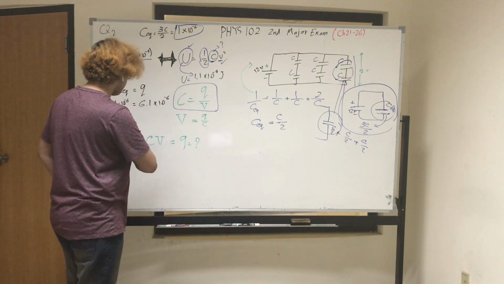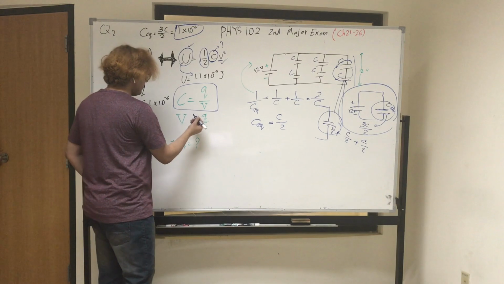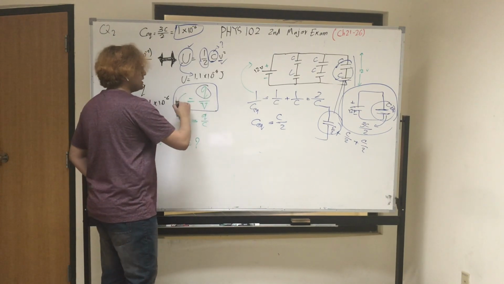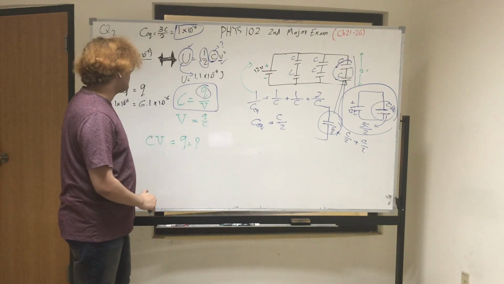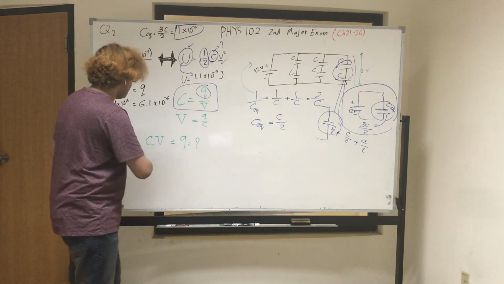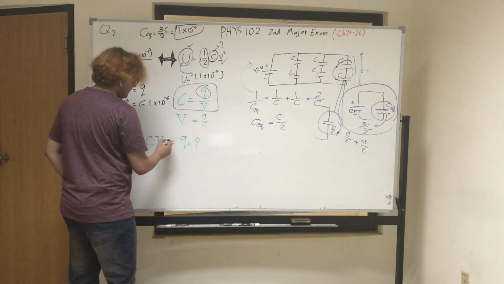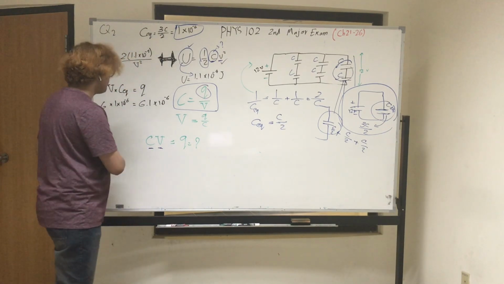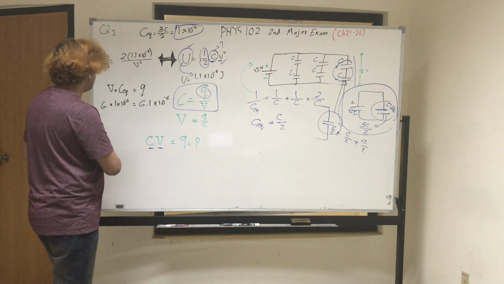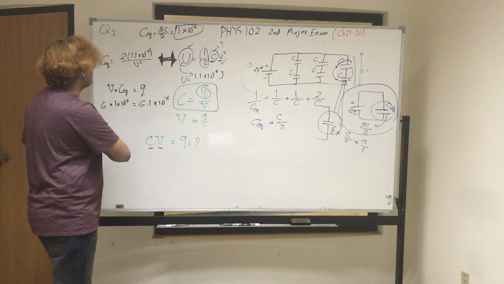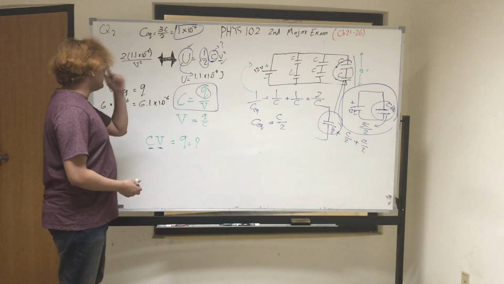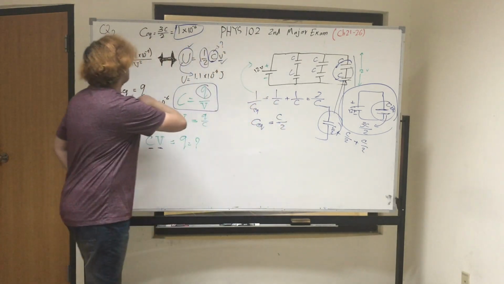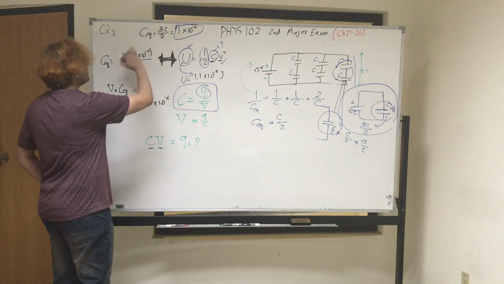Okay, so we know the problem is asking for the Q, okay? It's asking for the charge on each capacitor. So we go ahead and solve for Q. So Q is basically the voltage times the capacitance. And we already know the capacitance of each of these capacitors. And that is going to be equal to 3 over 2.